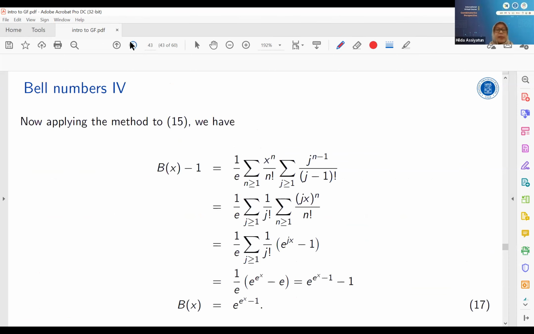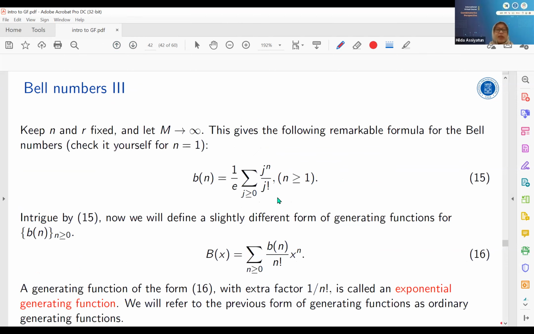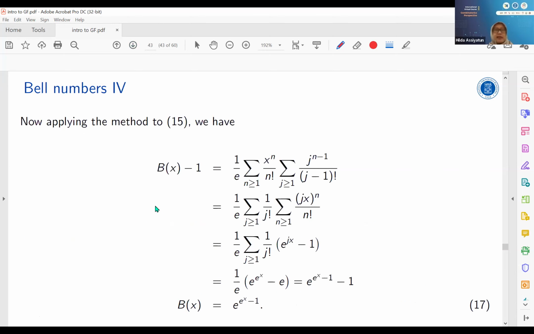And again, if we use the same method on this, multiplying both sides by x to the n over n factorial, and then summing over the domain of n, and trying to extract P(x), like the previous examples, we will get the exponential generating function for Bell numbers. It's the same method.